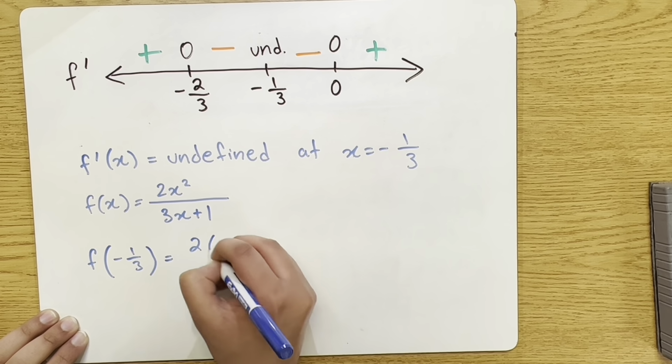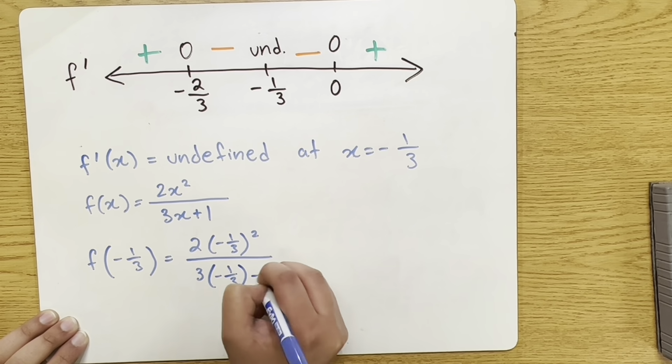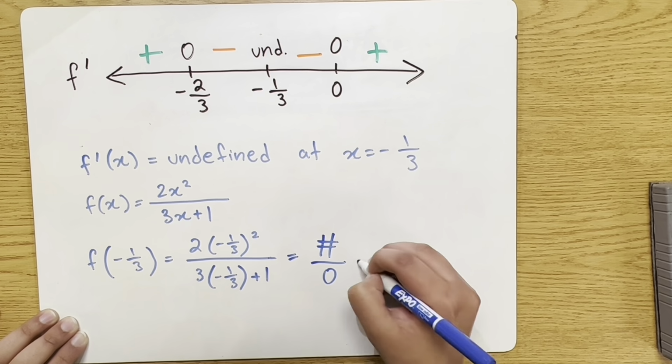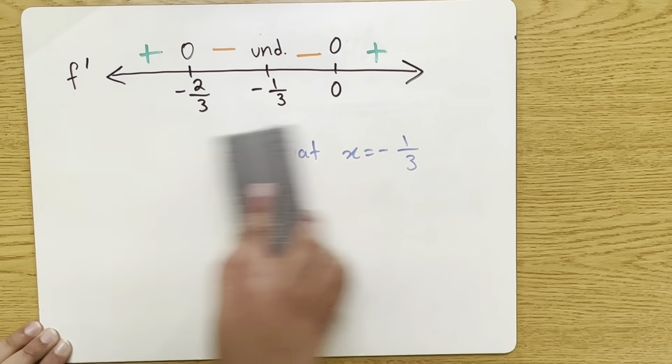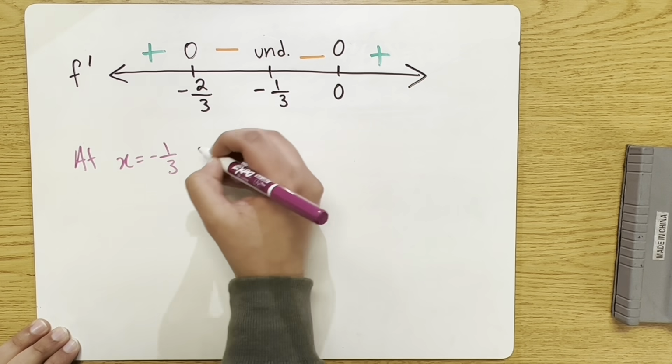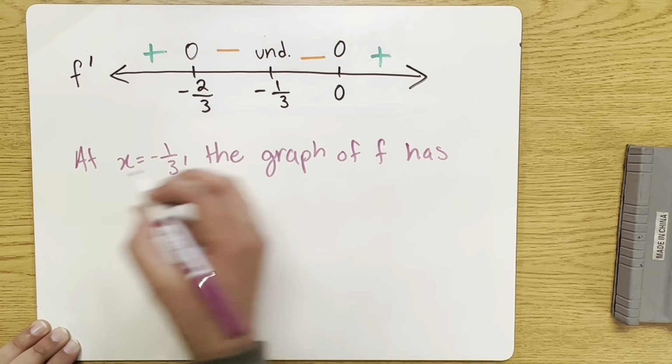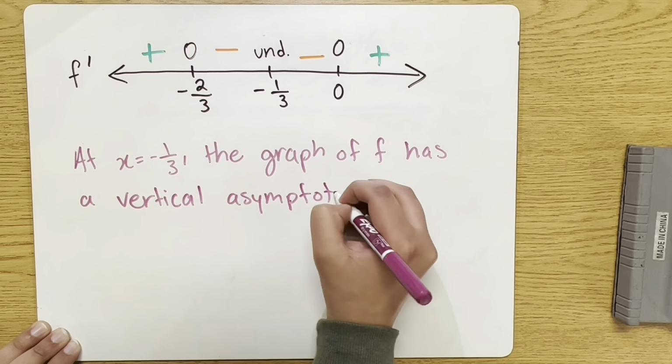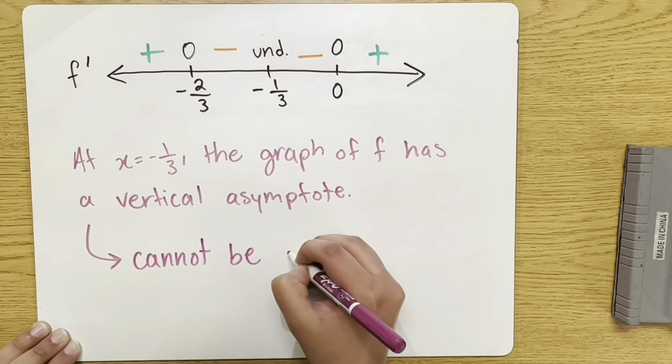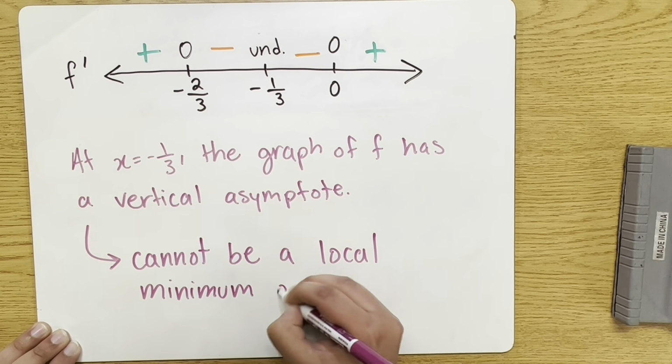Before drawing the graph of f, we need to check the undefined value. Since f of negative 1/3 is equal to a number divided by 0, f has a vertical asymptote at x equals negative 1/3. This means that there cannot be a local minimum or a local maximum at x equals negative 1/3.